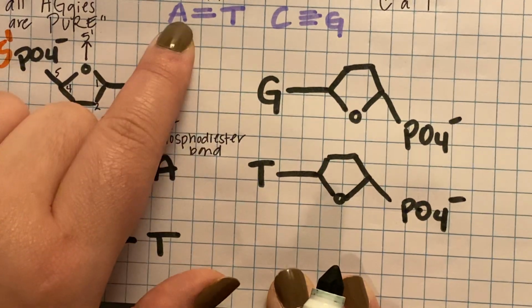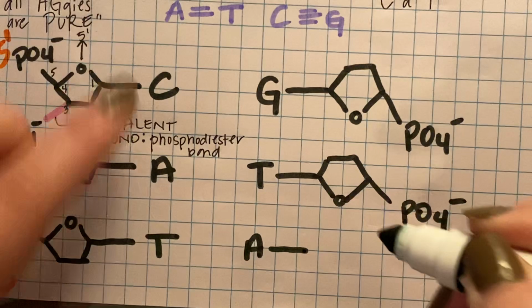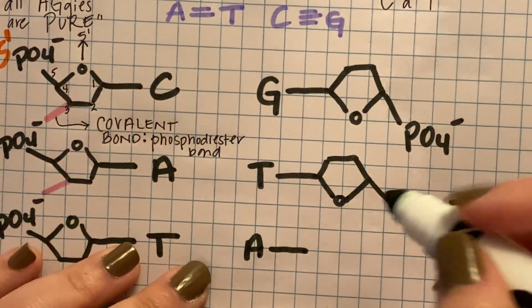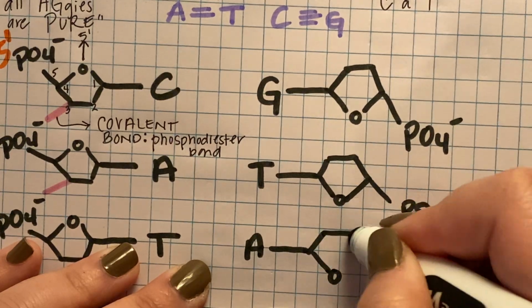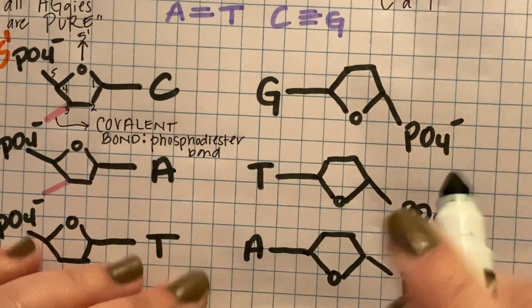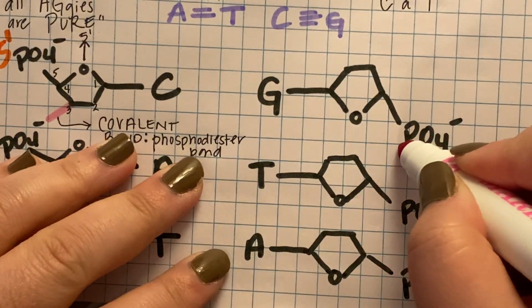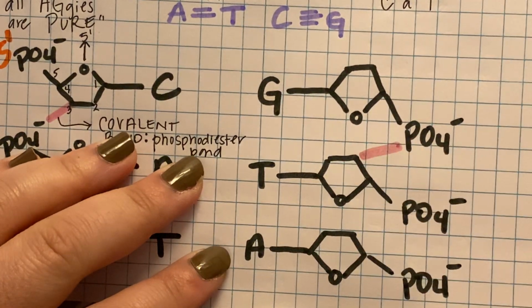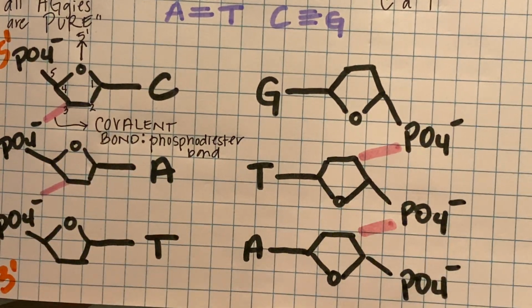Thymine always pairs with adenine. Cat. And make sure you have your oxygen facing the appropriate direction. And then your phosphate group. Cute. Let's draw in our phosphodiester bonds. Remember, it's always between the phosphate group of 1 and the sugar of the next. Phosphate group of 1, sugar of the next.